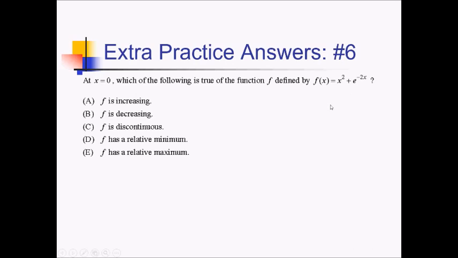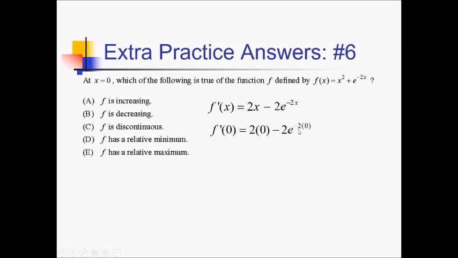F prime on this, that's going to be 2x, and then using our chain rule, this will be negative 2e to the negative 2x. So what do we do with f prime? Well, normally we would set this equal to 0, solve for critical values, do sign analysis, but in this problem, all they cared about was the behavior at x equals 0. So why not just plug 0 into this to see what happens?